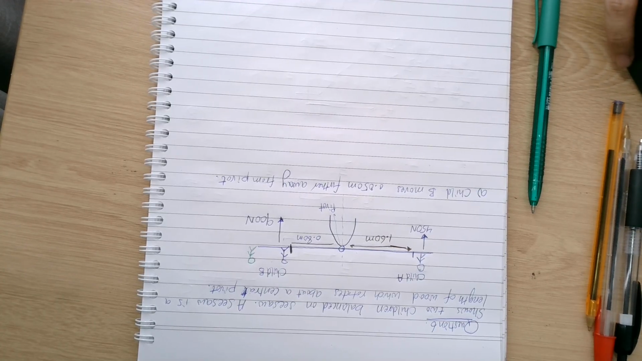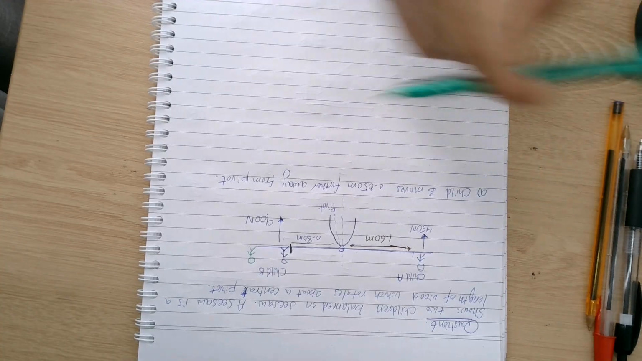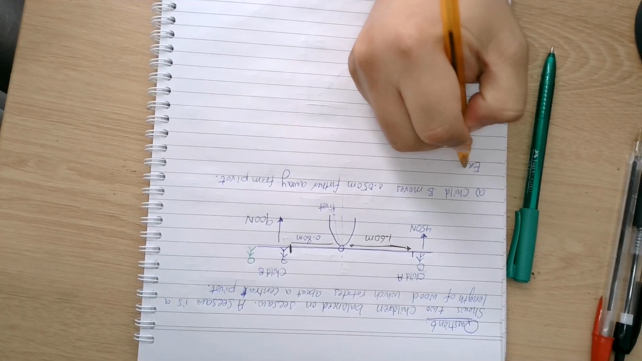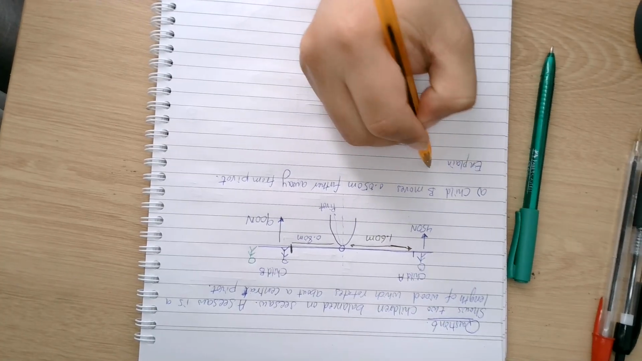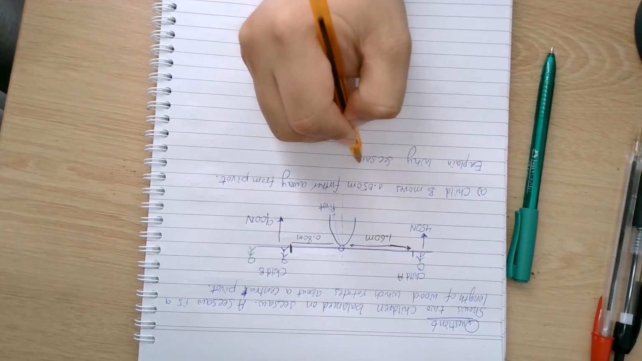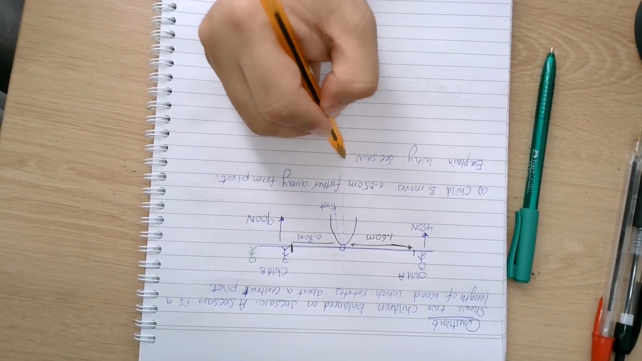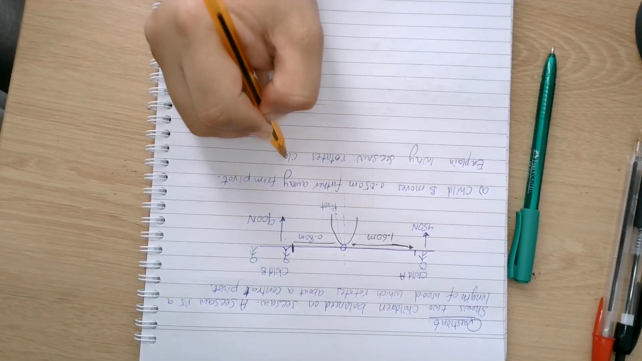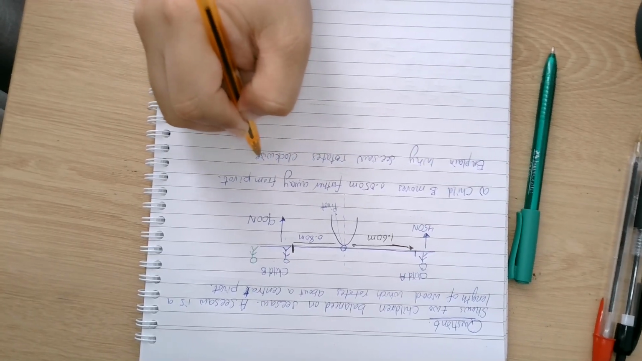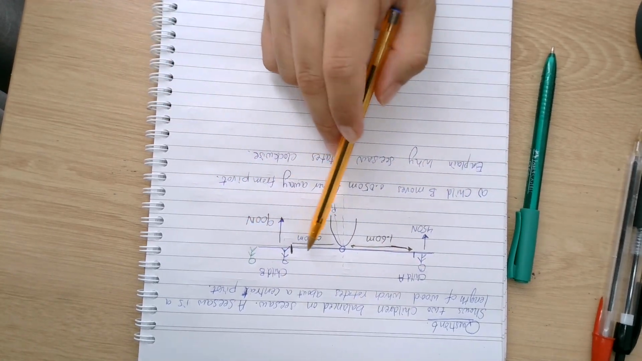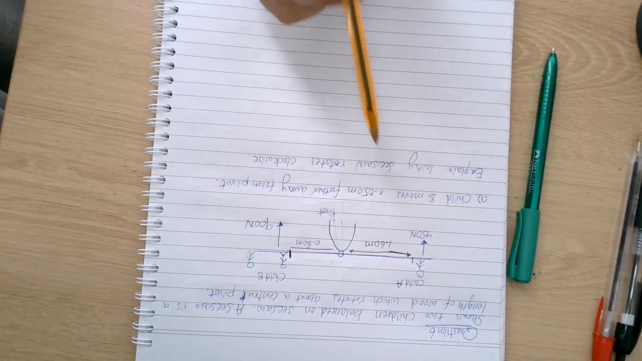So the question says, explain why the seesaw rotates clockwise. It says why. Explain why the seesaw rotates clockwise when child B moves to here.